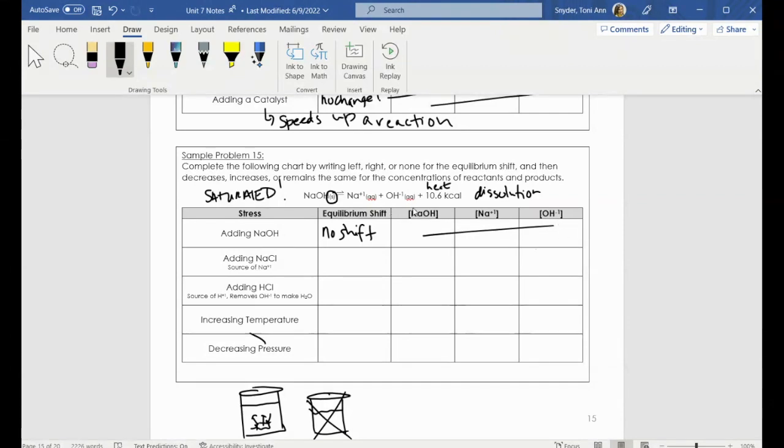This should also be amount of. We really can't have concentration of NaOH because it's not aqueous. So it's just amount of sodium hydroxide.